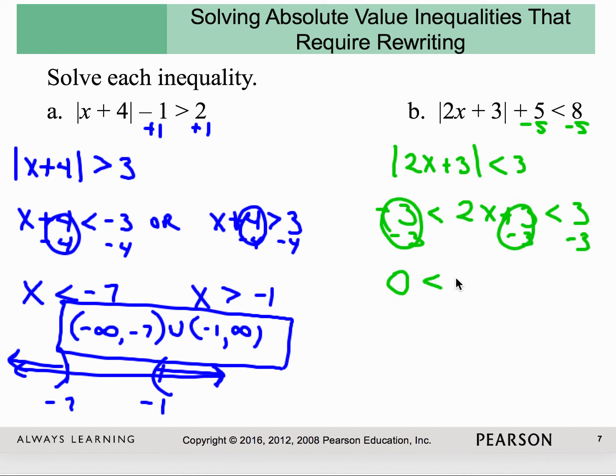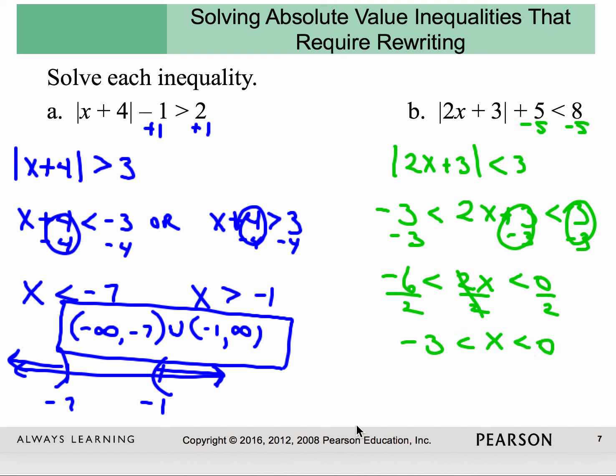So I have 0 is less than 2x. Oh, that one's not 0. So I have -6 is less than 2x is less than 0. So -3 is less than x is less than 0. And because my x is in between these values, anything in between there, my interval is -3 to 0.